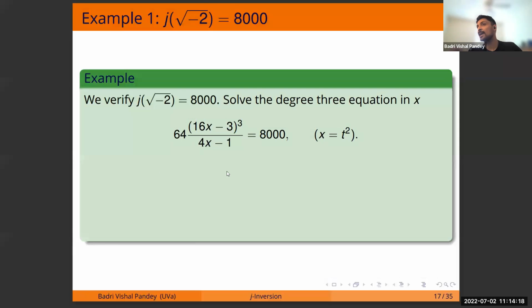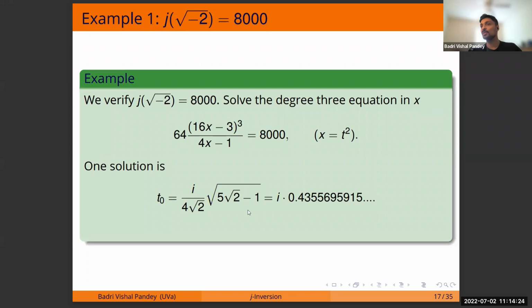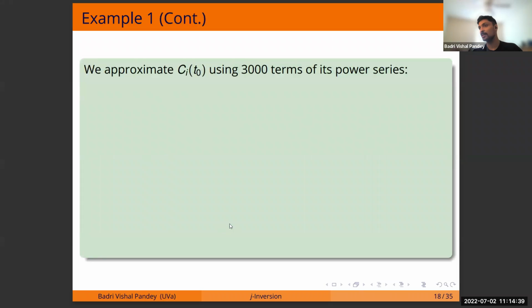So let's do that. We assume t squared is equal to x, and we solve this cubic. And we find one solution, and then taking a square root, you get something like this. And you can easily approximate these, right? And one thing you notice is that the absolute value of the solution is less than half.